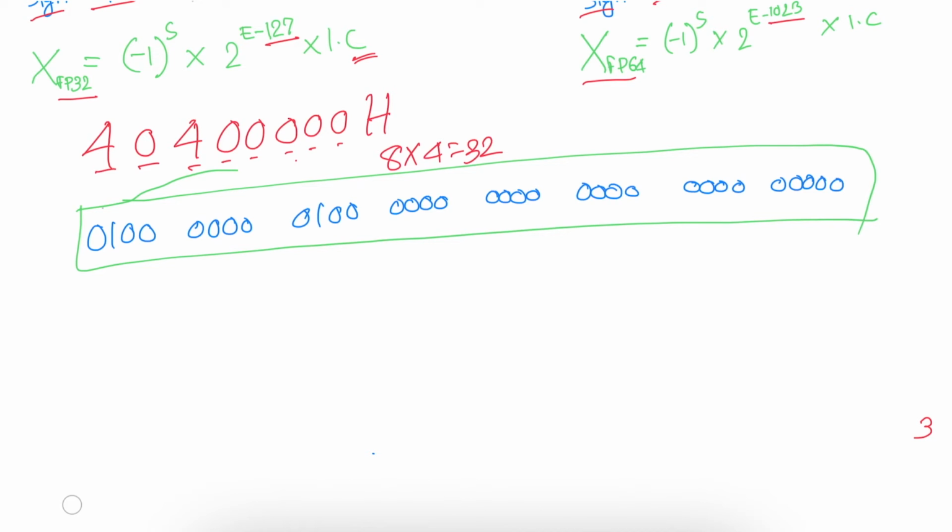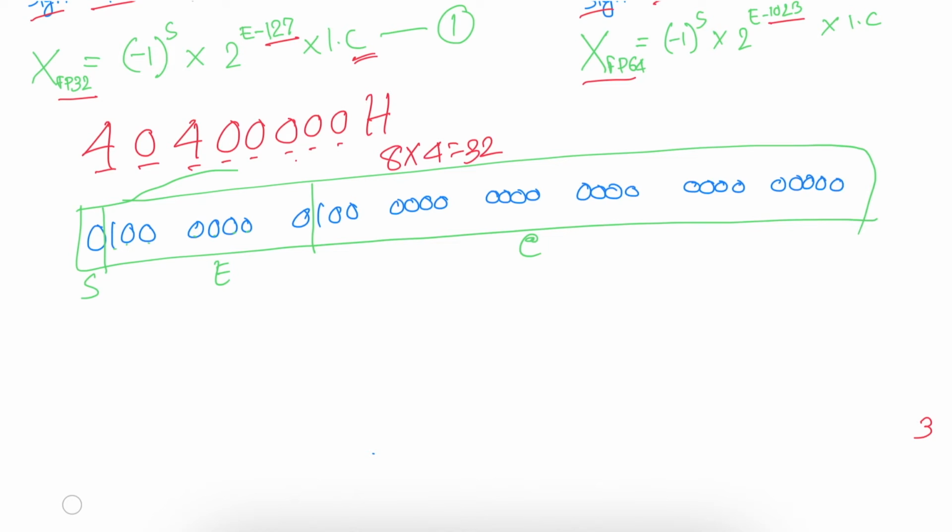Here the first bit is represented as the sign bit, and then count the next 8 bits: 1 2 3 4 5 6 7 8. This is our exponent, and the rest is the mantissa or the coefficient. Let's put the values in this equation, say equation 1.